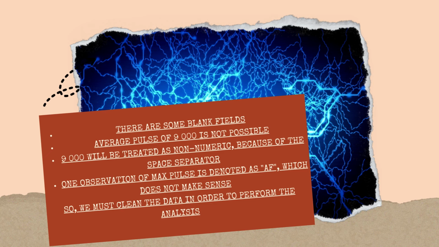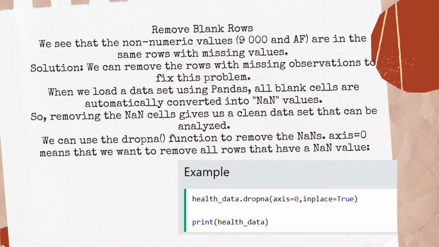So we must clean the data in order to perform the analysis. Remove blank rows. We see that the non-numeric values, 9000 and AF, are in the same rows as missing values. Solution: we can remove the rows with missing observations to fix this problem. When we load a dataset using pandas, all blank cells are automatically converted into NaN values. So removing the NaN cells gives us a clean dataset that can be analyzed.